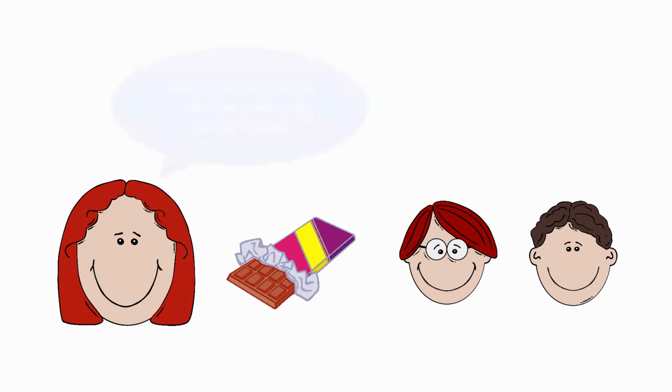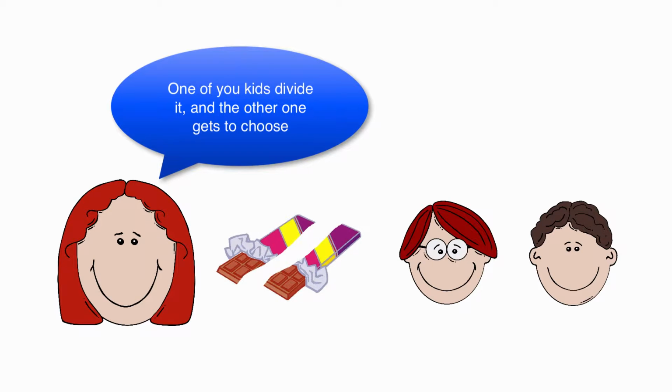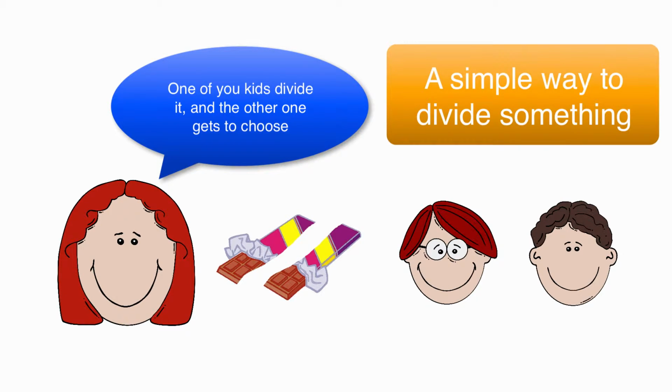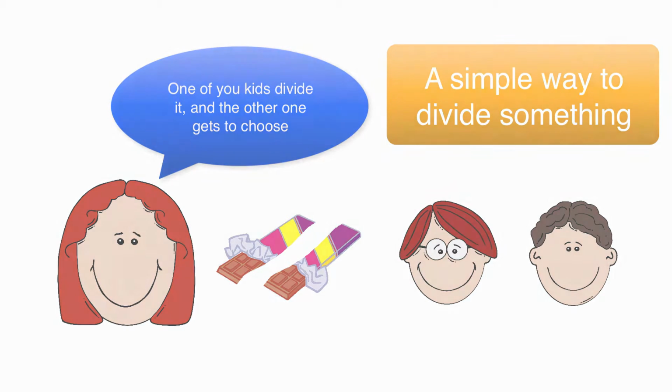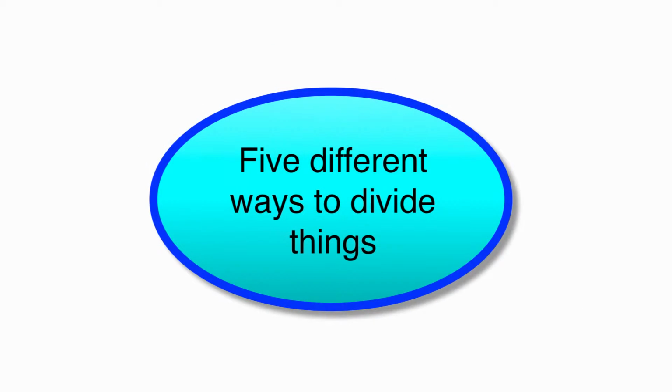Maybe they said, "One of you kids divide it, and the other one gets to choose." That's one way to divide something, and it seemed simple enough back then, right? In this video, we're going to describe 5 different ways to divide things, but before we do, I want to introduce a few ideas we'll use here.